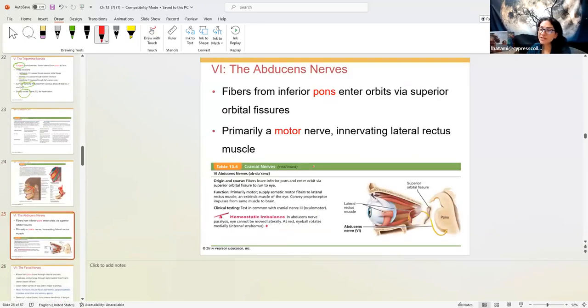Next, we have the abducens nerve, which is another nerve related to eye movement. It's also a purely motor nerve, originating from the pons and still passing through the superior orbital fissure, going to the orbit and innervating the skeletal muscle responsible for eye movement. So far, make sure we have 3 cranial nerves responsible for controlling the eye movement: cranial nerve number 3, 4, and 6.